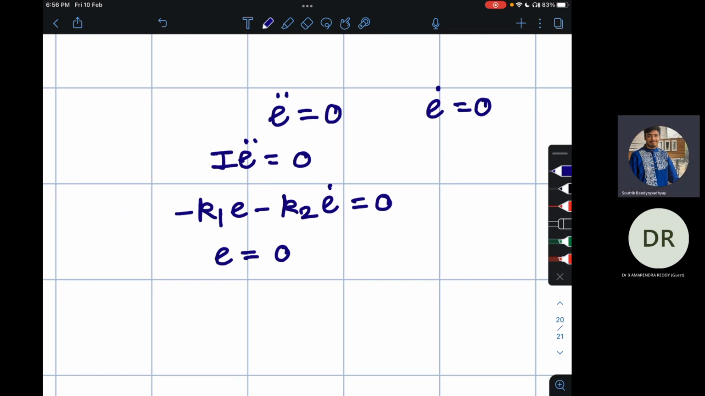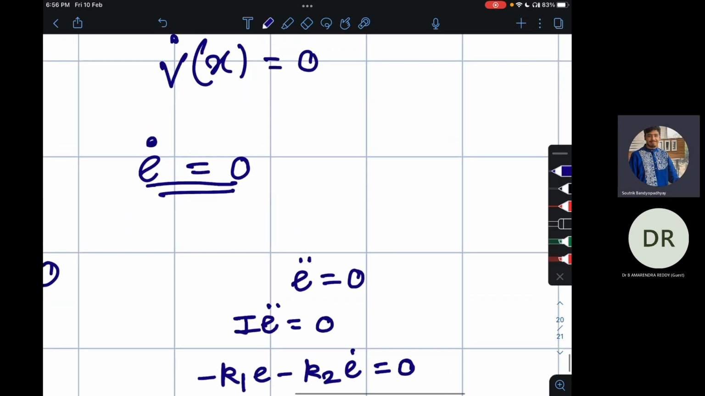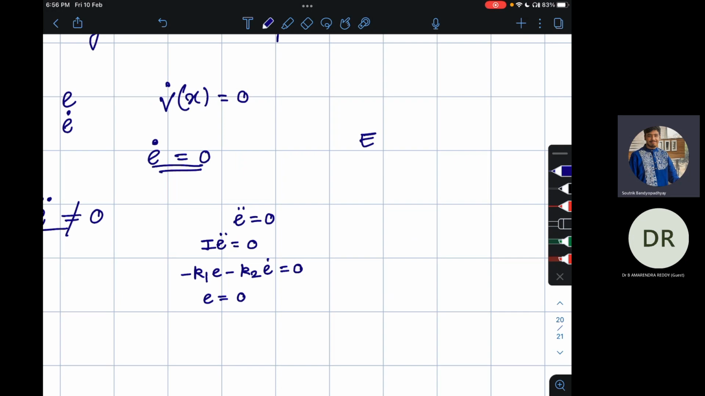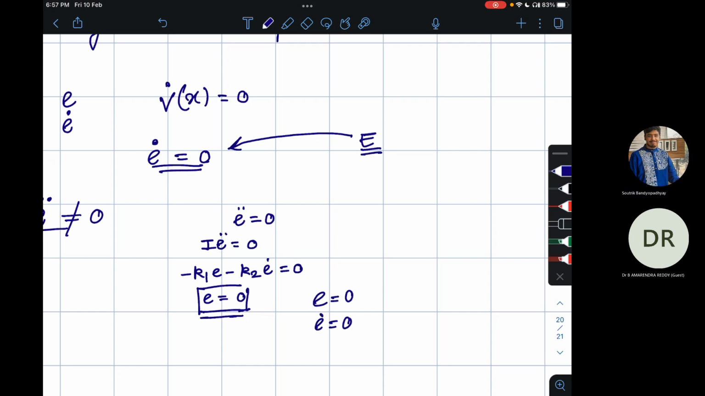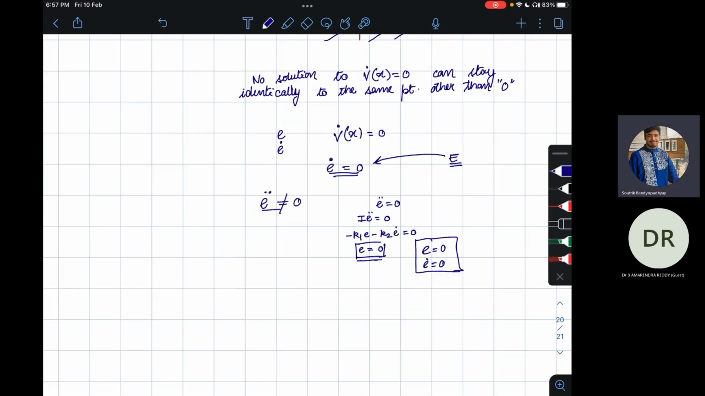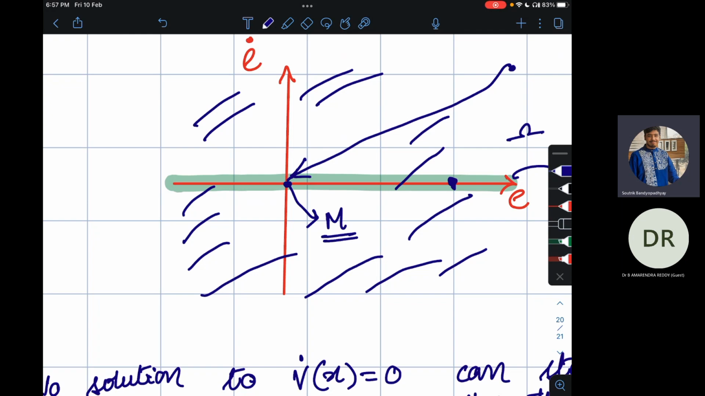Did that make sense? So e dot was equal to 0 because we have said that the point must lie in this E region, and if the point must lie in the E region, it means that e dot is equal to 0. And we have to find the point which doesn't identically remain there, so e double dot must not be equal to 0. If we find the points where e double dot is equal to 0 and e dot is equal to 0, this only leads to the conclusion that e is equal to 0. And e equal to 0 and e dot equal to 0 is the origin. So the largest invariant set M is the origin.